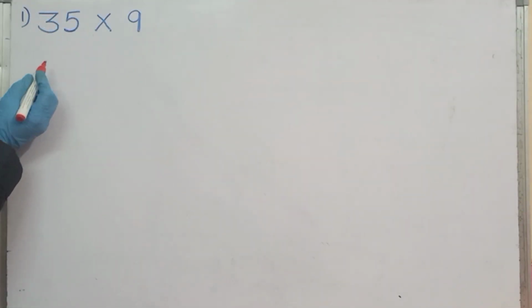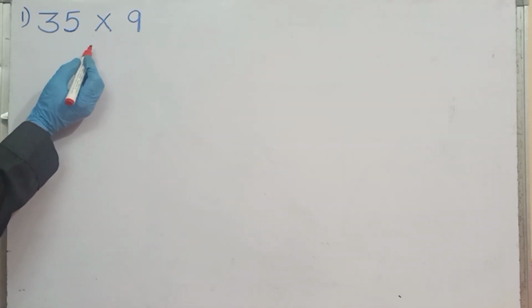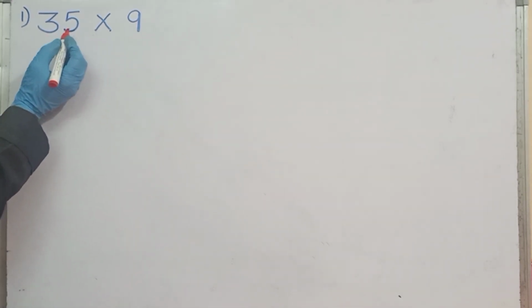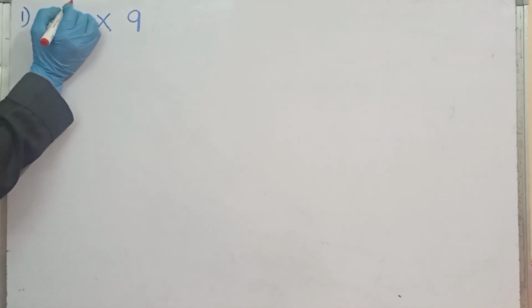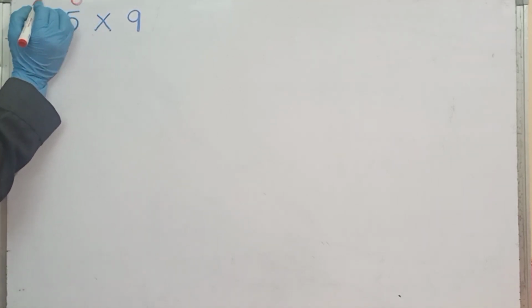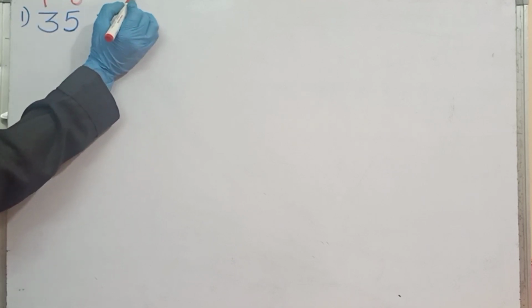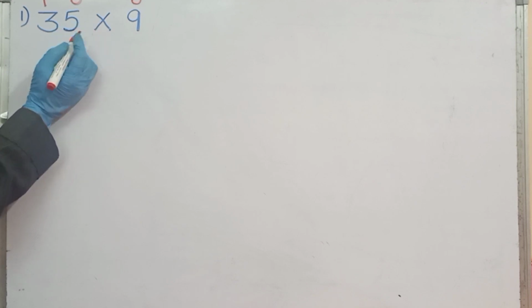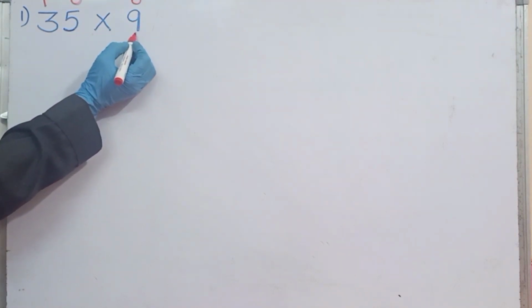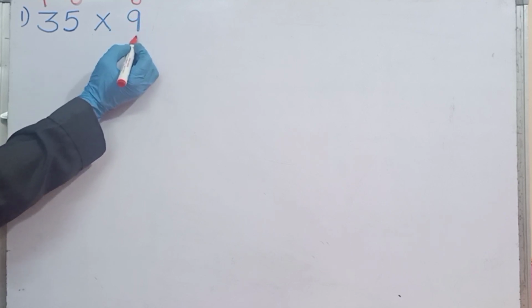We are going to multiply 35 and 9. So whenever we are multiplying or adding or subtracting any numbers, first thing which we have to remember is to write the place values over it. Okay students, then after writing the place values, I'll check how many digits are there which I have to multiply. So in this case, how many digits are there?